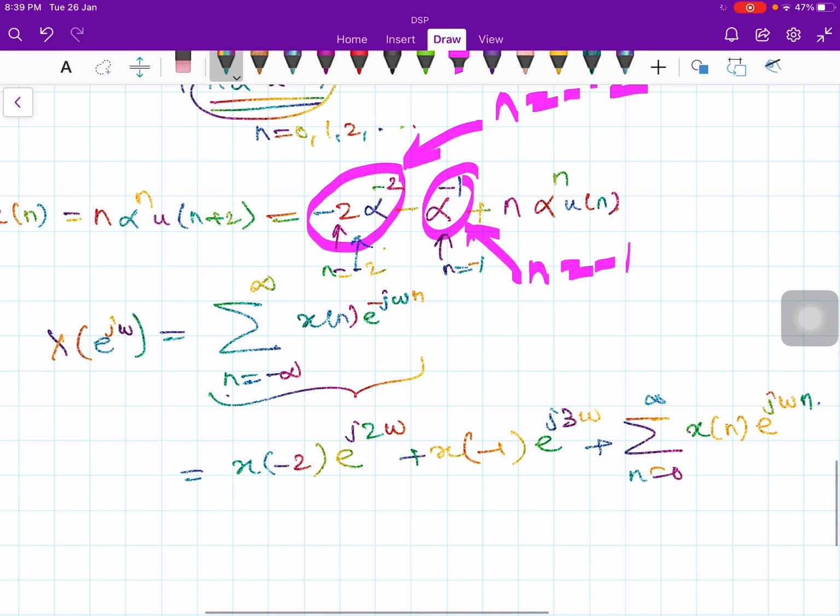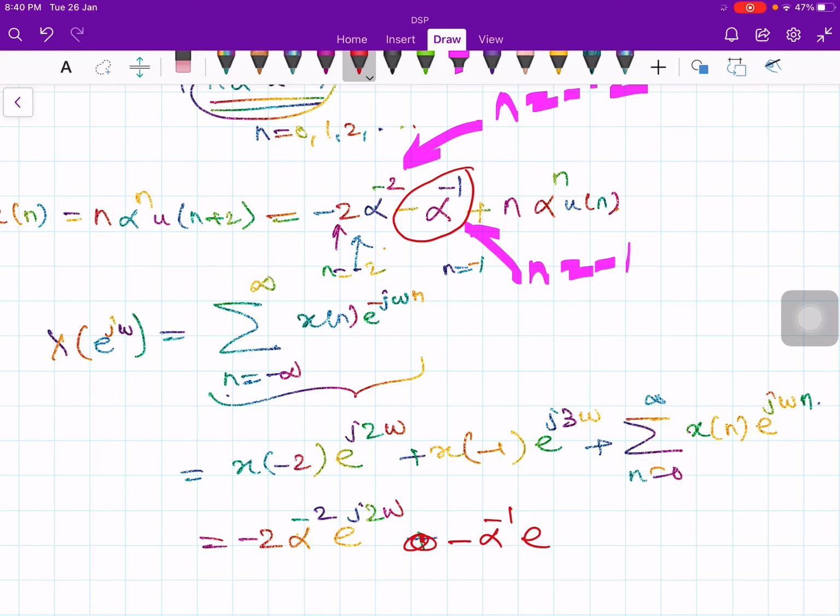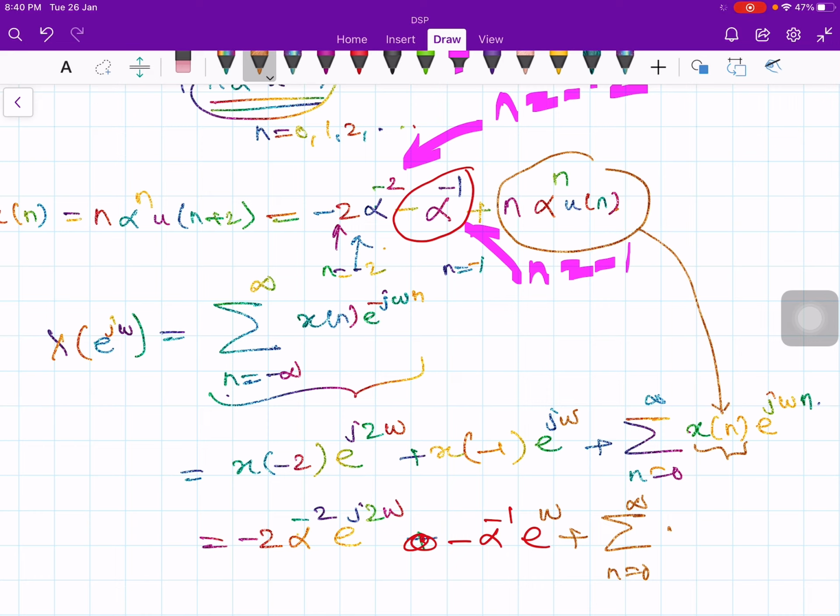Now what is x of minus 2? This term, x of minus 2 is minus 2 times alpha to the minus 2 e to the j2 omega, right. What is x of minus 1? Okay. So this is my x of minus 1. So minus alpha to the minus 1 e to the, why did I put 3 here? I am sorry, this is 1, I am very sorry, e to the j omega plus summation of n is equal to 0 to infinity. What is x of n here? This one in this range, n times alpha to the n u of n e to the minus j omega n.